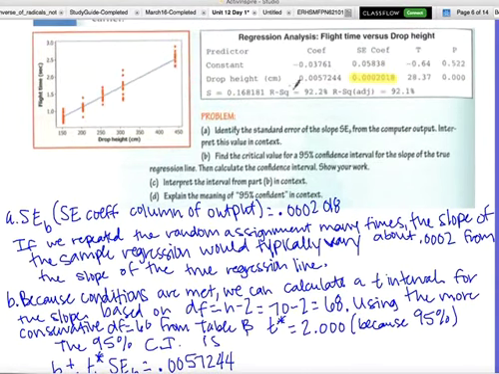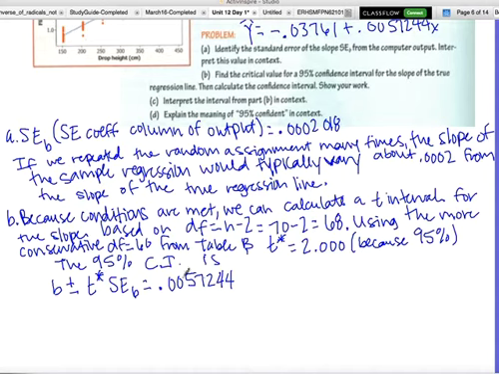up here. So if I were writing this regression line, it would look like negative 0.03761 plus 0.005724x. So basically, what was the slope? That's the slope. That's b. So plus or minus. T star was 2 times the standard error of b, which we found was 0.002018.